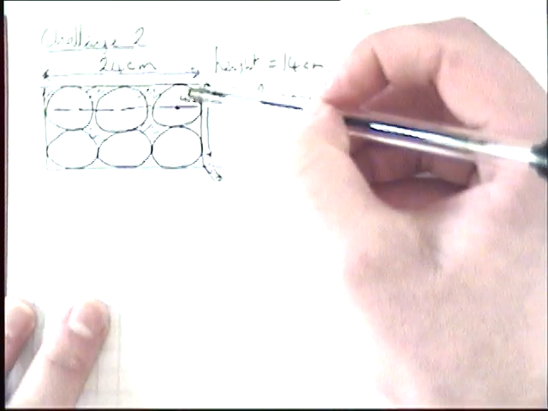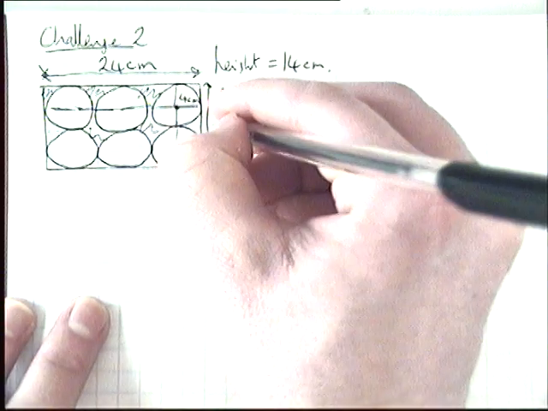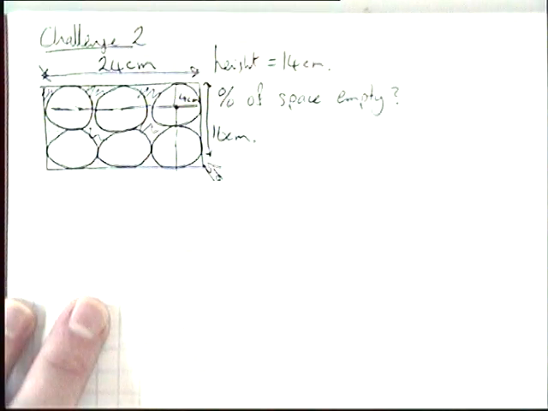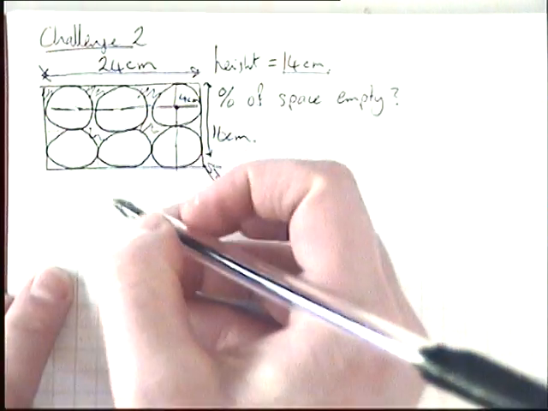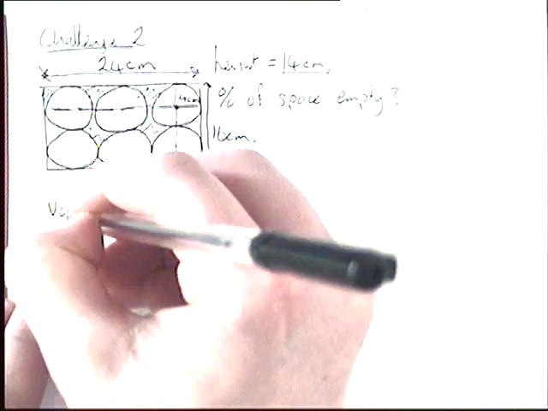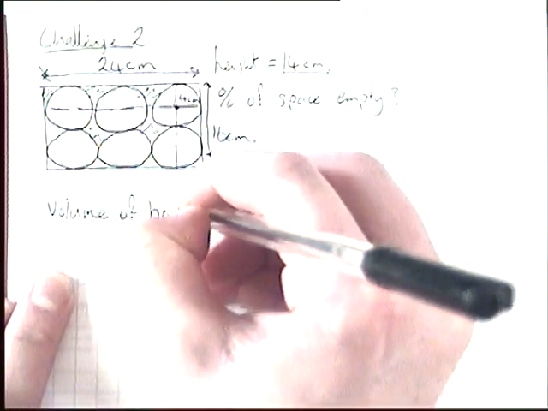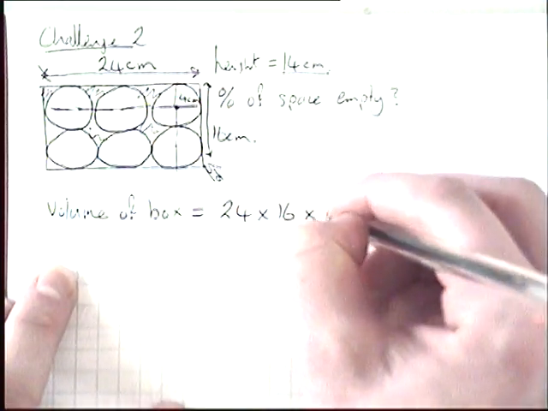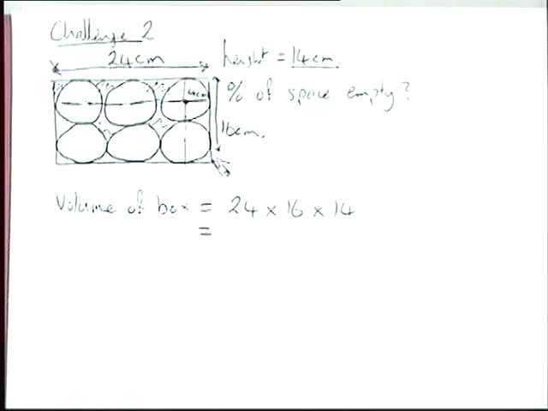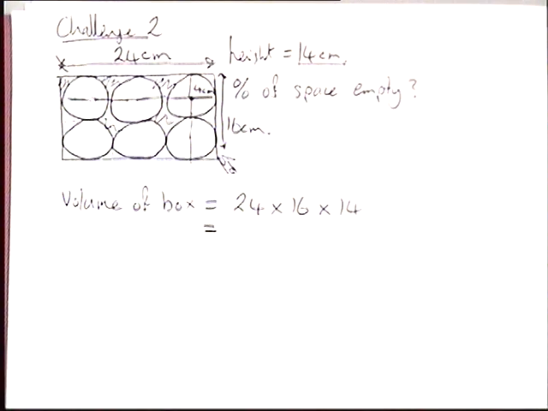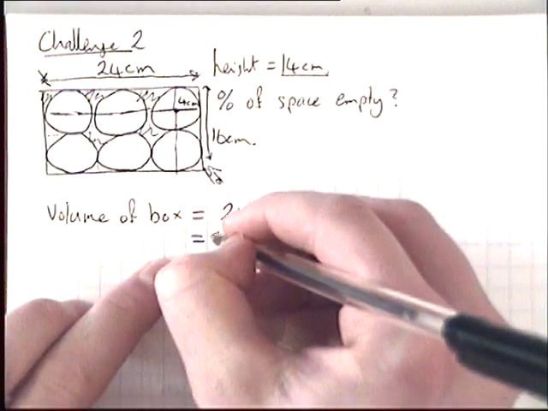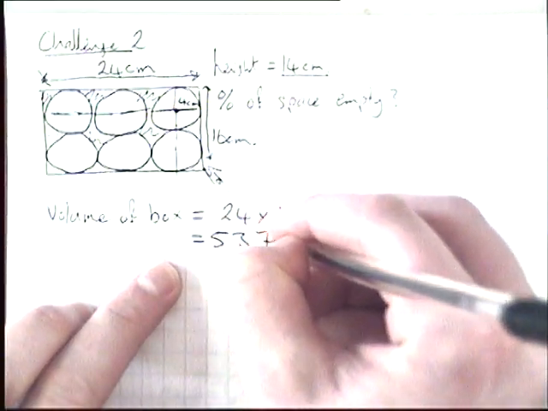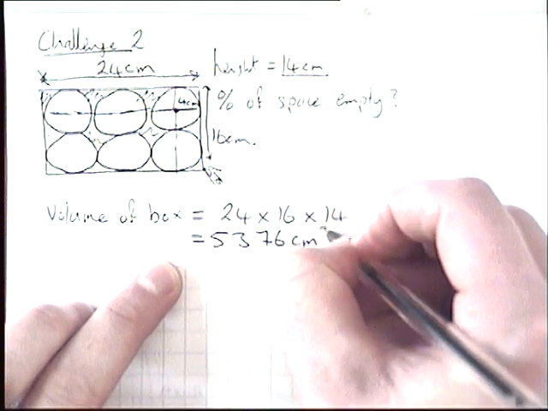And our radius works exactly the same going the other way. So we've got 1, 2, 3, 4 lots of 4 going down. So we've got a width of 16 centimeters. So then we can use the height of 14 as well. So the volume of our box equals 24 times 16 times 14, which gives us a volume of 5,376 centimeters cubed.